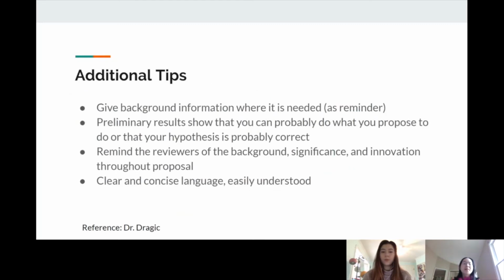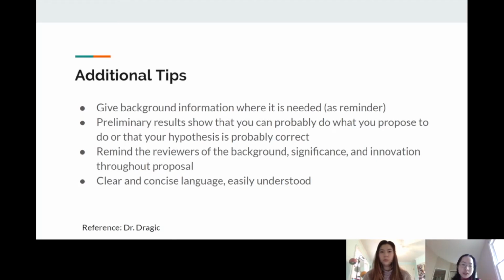So some additional tips: give background information where it is needed, as a kind of reminder. If you mentioned a piece of background information before, when it becomes relevant later in the research plans, it's really useful to put in a small reminder like, just reminding you this is the background information that was the impetus for doing this particular experiment.